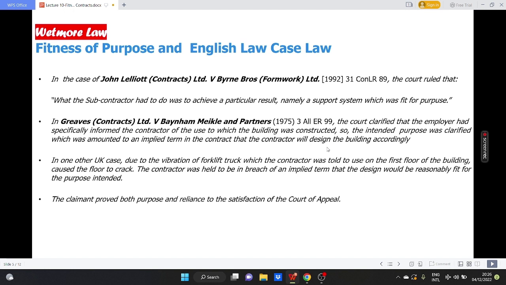In one other UK case, the operation of a forklift truck, which the contractor was told would be used on the first floor of the building, caused the floor to crack. The contractor was held to be in breach of an implied term that the design would be reasonably fit for the purpose intended. The claimant proved both purpose and reliance to the satisfaction of the Court of Appeal.